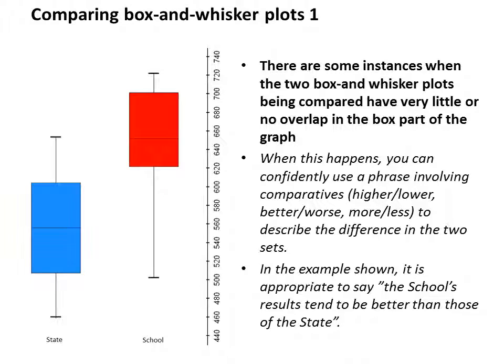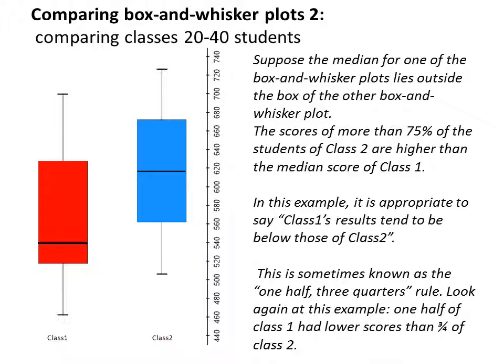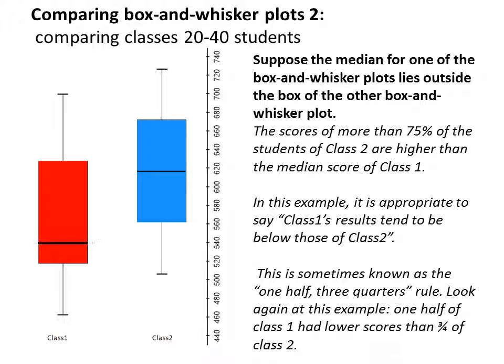state. In our second case, the median for one of the box and whisker plots lies outside the other box. In other words, more than half of one distribution lies below 75% of the other distribution. In this example, it is appropriate to say Class 1's results tend to be below those of Class 2.